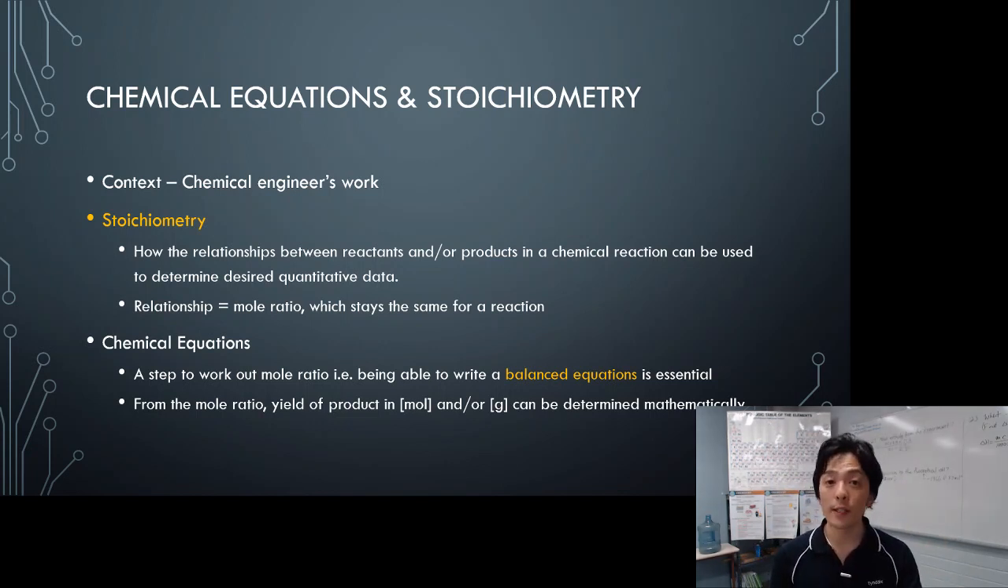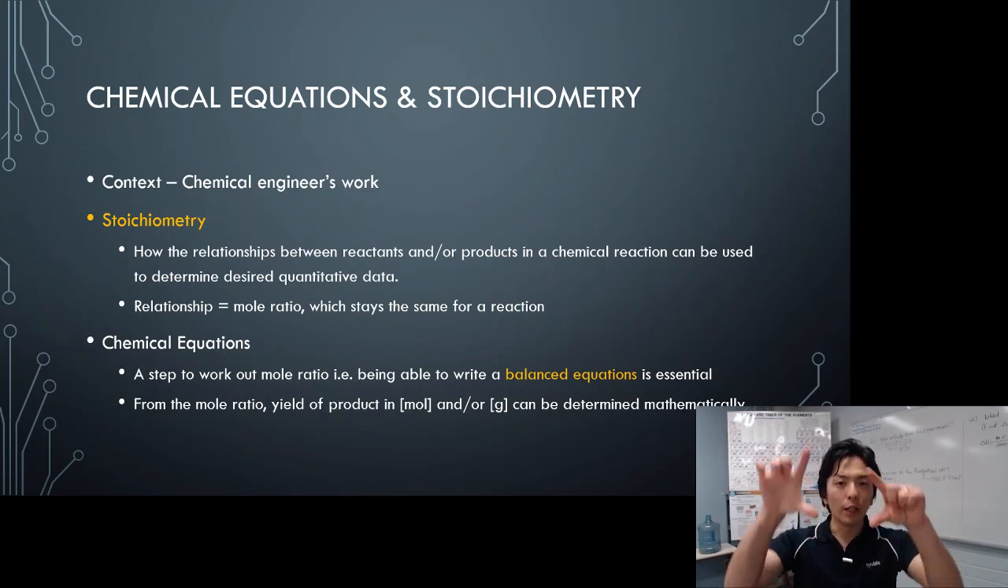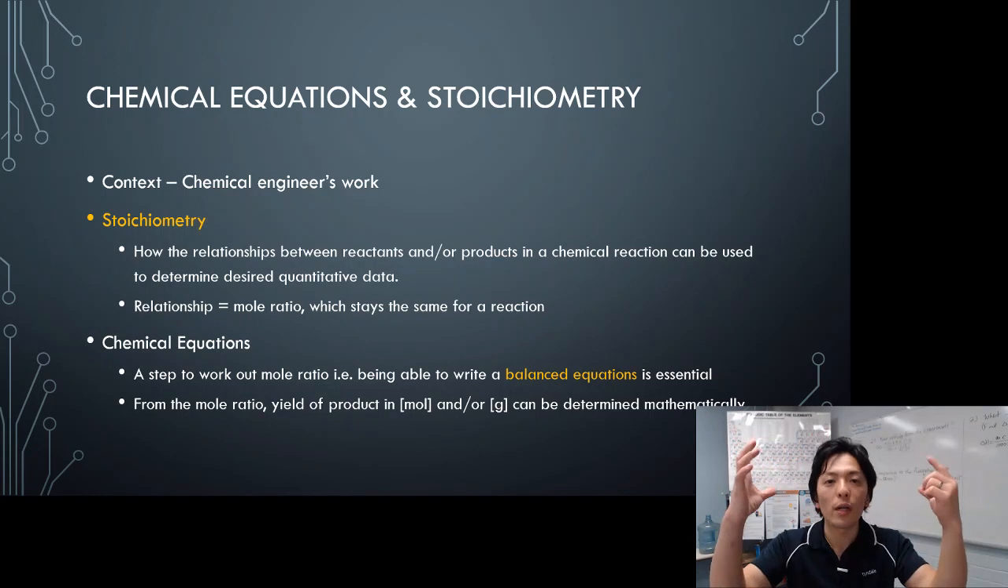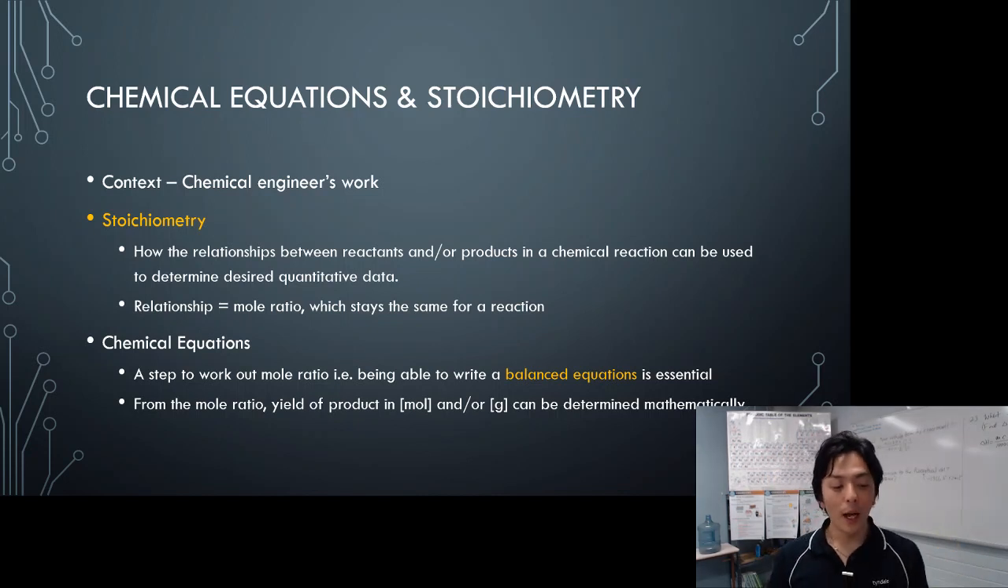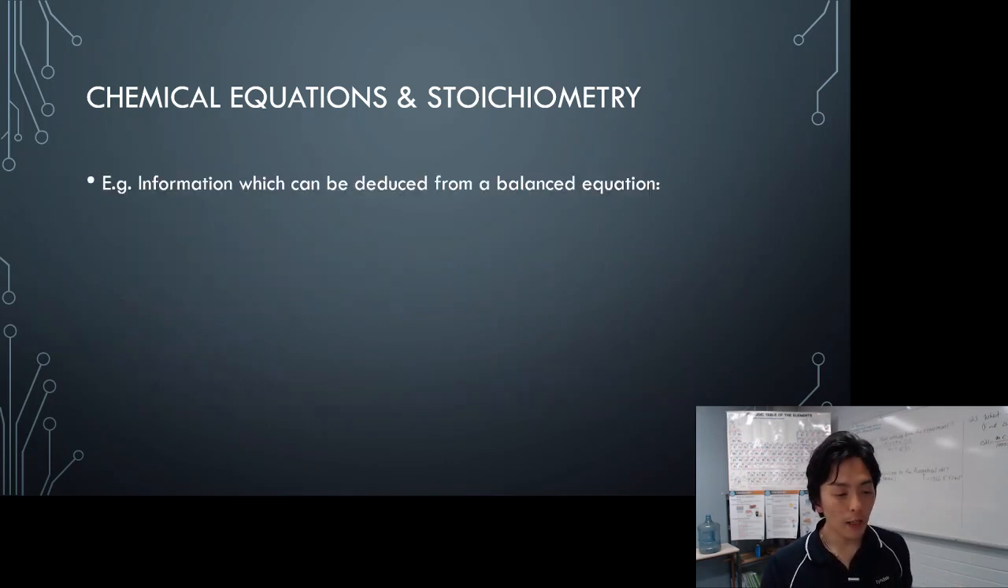So what's the first step? You need to be able to write a balanced chemical equation. That is essential for you to work out the mole ratio. From that mole ratio, because you already know the ratio, changes are relative. So if you increase both reactants to twice or 3 times, you get twice or 3 times the products, in number of moles. So the yield of product in moles and/or grams can be determined mathematically. Quantitatively, you can predict that. Very important skill.